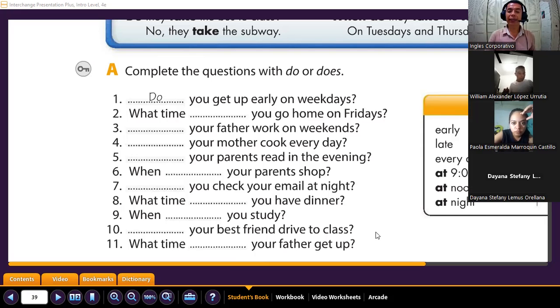Vamos a completar estas oraciones, estas preguntas, tal y como lo vimos en la estructura. Okay? El grupo número uno es Claudia, Karen, Paola y William. El grupo número dos es Alejandra, Dayana y Grecia. Y el grupo tres es Cindy, Lucía, Luis y Marvin. ¿Ready? Aquí vamos. Háganle captura de pantalla y nos vamos a trabajar.